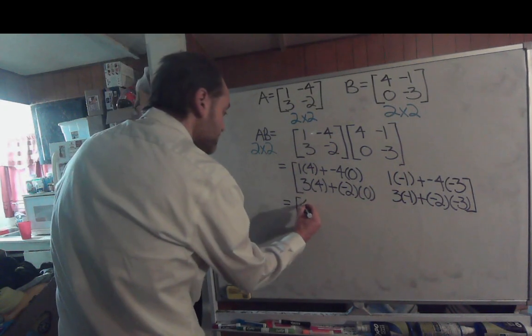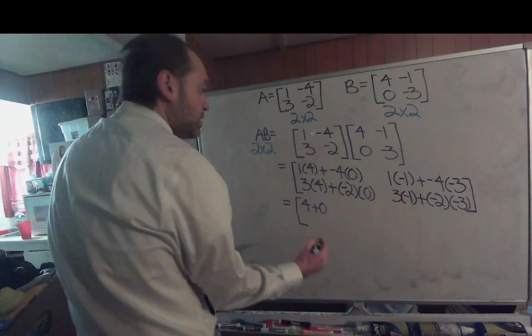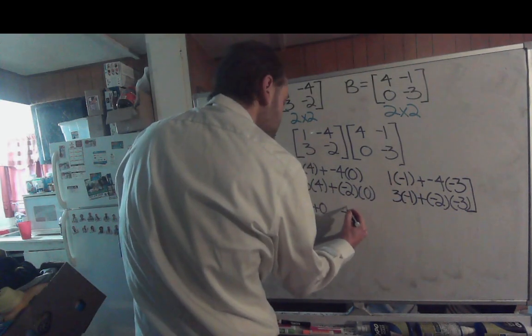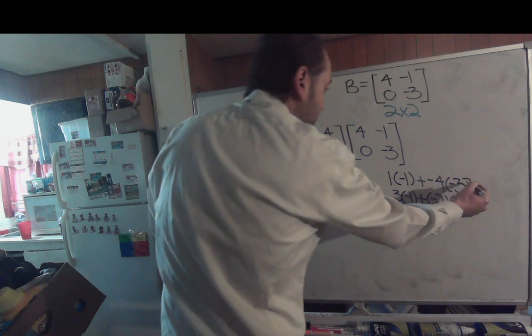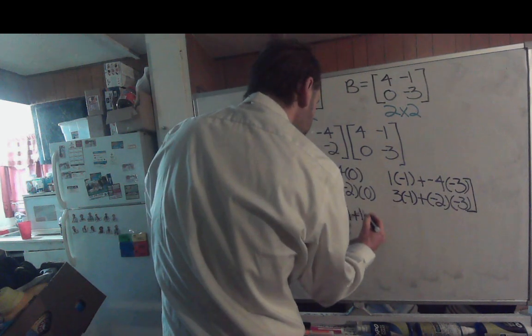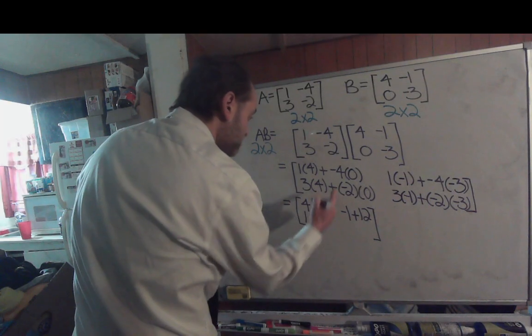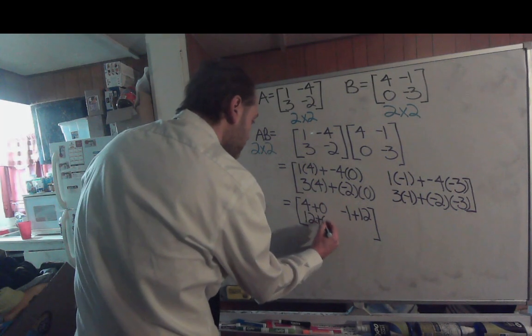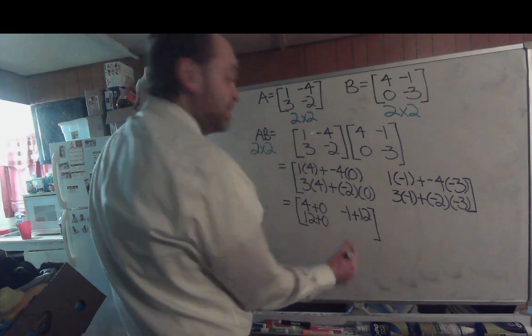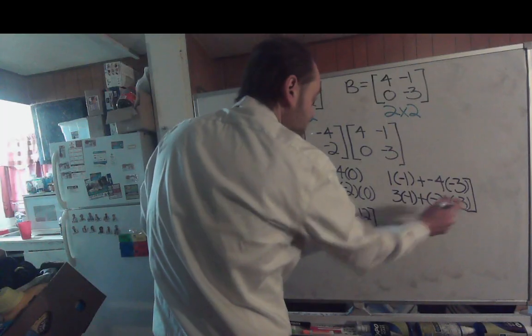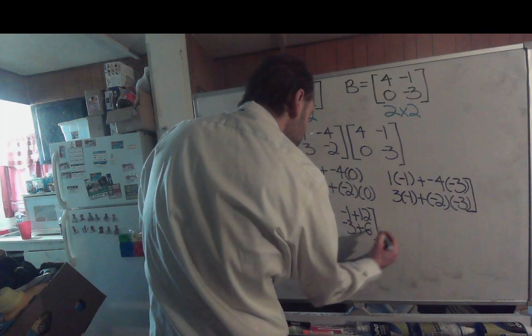You'll end up getting, of course, 4 plus 0. And then 1 times -1 is -1 plus -4 times -3. That'd be plus 12. And then 3 times 4 is 12, plus -2 times 0 is 0. And 3 times -1 is -3. -2 times -3 is positive 6. So you should get the matrix 4, 11, 12, and 3 in the end.